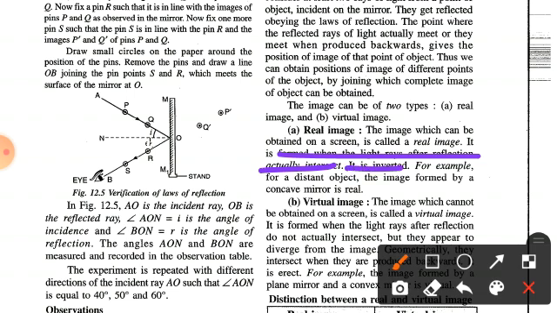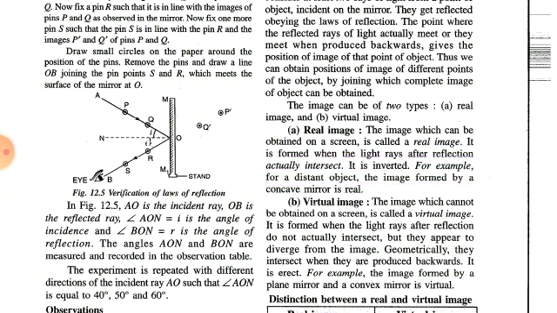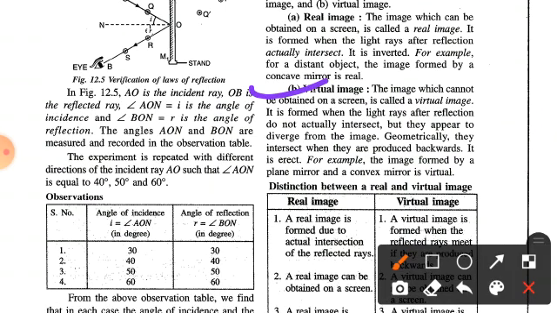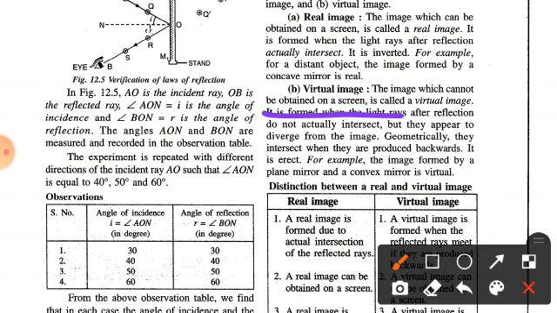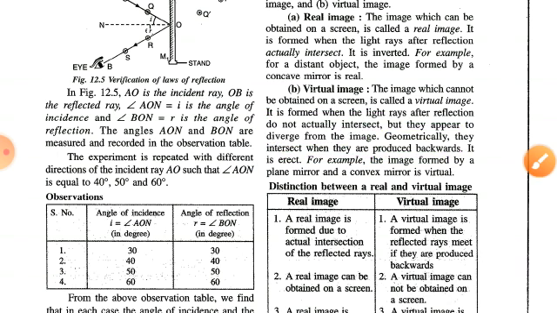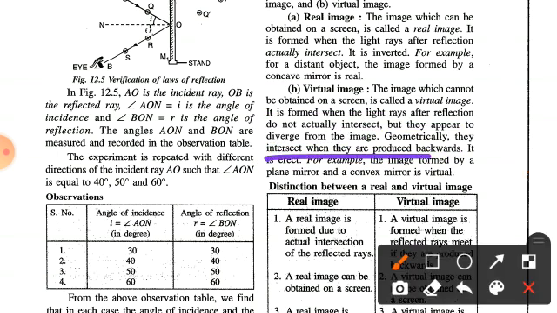It is inverted. For example, for a distant object, the image formed by the concave mirror is real. Now see the second one. What is the virtual image? The image which cannot be obtained on a screen is called the virtual image, and it is formed when the light rays after reflection do not actually intersect, but they appear to diverge from the image. Geometrically, they intersect when they are produced backward. It is erect. For example, the image formed by the plane mirror or a convex mirror is virtual.